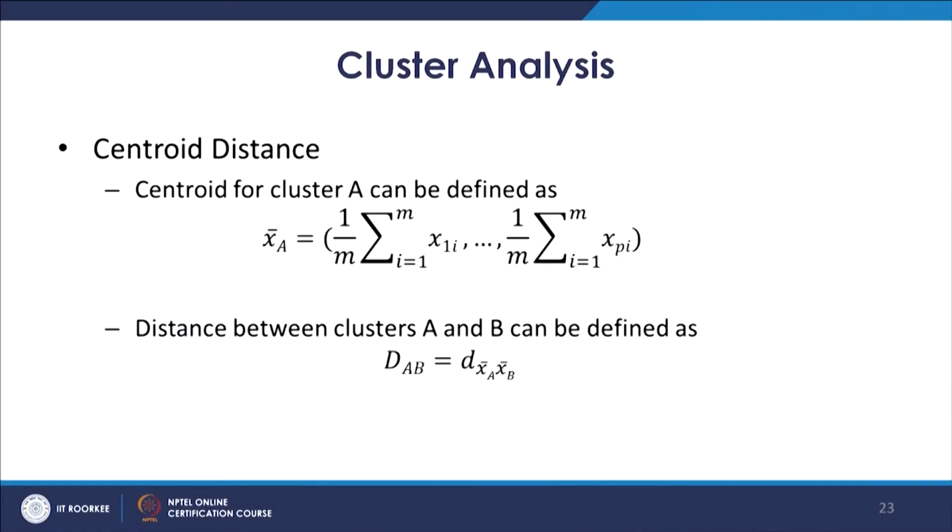Now, once the coordinates of centroid A and centroid B are known to us, we can define the distance between cluster A and cluster B as shown in the slide. Capital D A B is equal to the distance between x a bar and x b bar. So, x a bar and x b bar being the two points, we can compute the distance between these two. This is how the centroid distance metric can be used to compute the distance between two clusters.